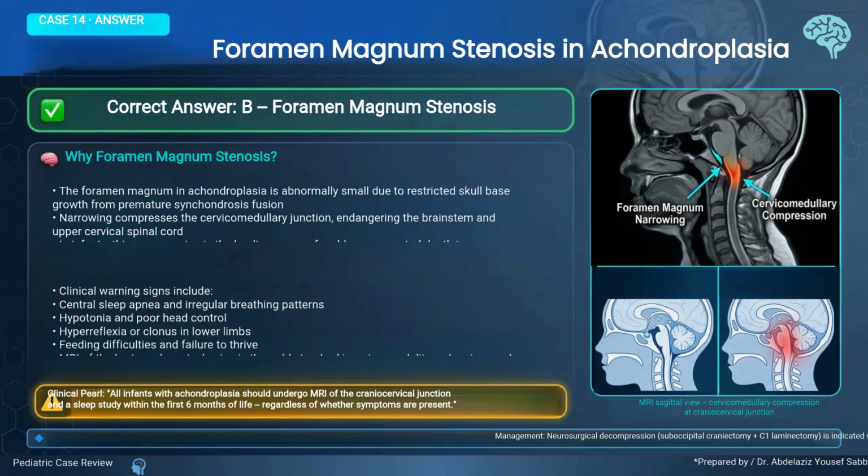All infants with achondroplasia should undergo magnetic resonance imaging of the craniocervical junction and a sleep study within the first 6 months of life, regardless of whether symptoms are present. Neurosurgical decompression by suboccipital craniectomy and C1 laminectomy is indicated when magnetic resonance imaging shows cord compression or polysomnography reveals significant central apnea.